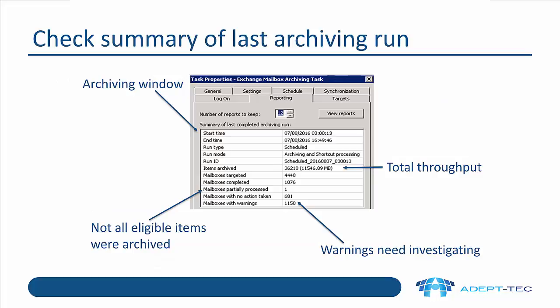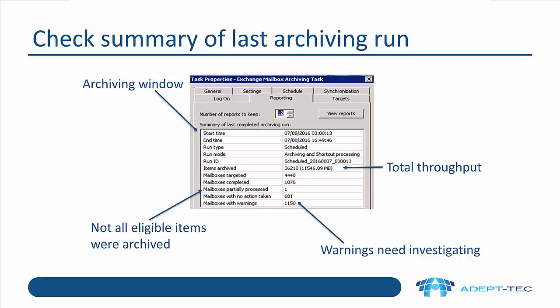Another thing we should do every day is to check the summary of the last archiving run. So we can now see this on the properties of the archiving task, and it will show you things like the archiving window, so when it started and ended. It'll also show you the total throughput. So in this example, the 36,210 items archived in the archiving window.